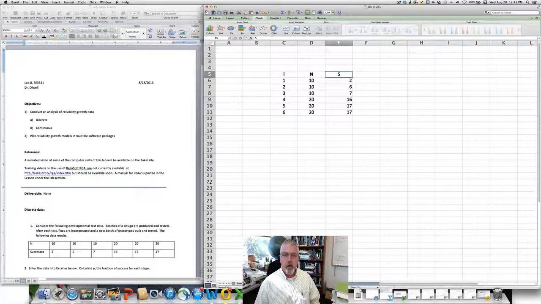This week we're going to be looking at reliability growth data. We're not looking at everything that can be done with reliability growth data. We're going to look at a couple of simple models, one for discrete data, one for continuous data, and then we're going to talk a little bit about plotting it. So you see the objectives on the left-hand side.